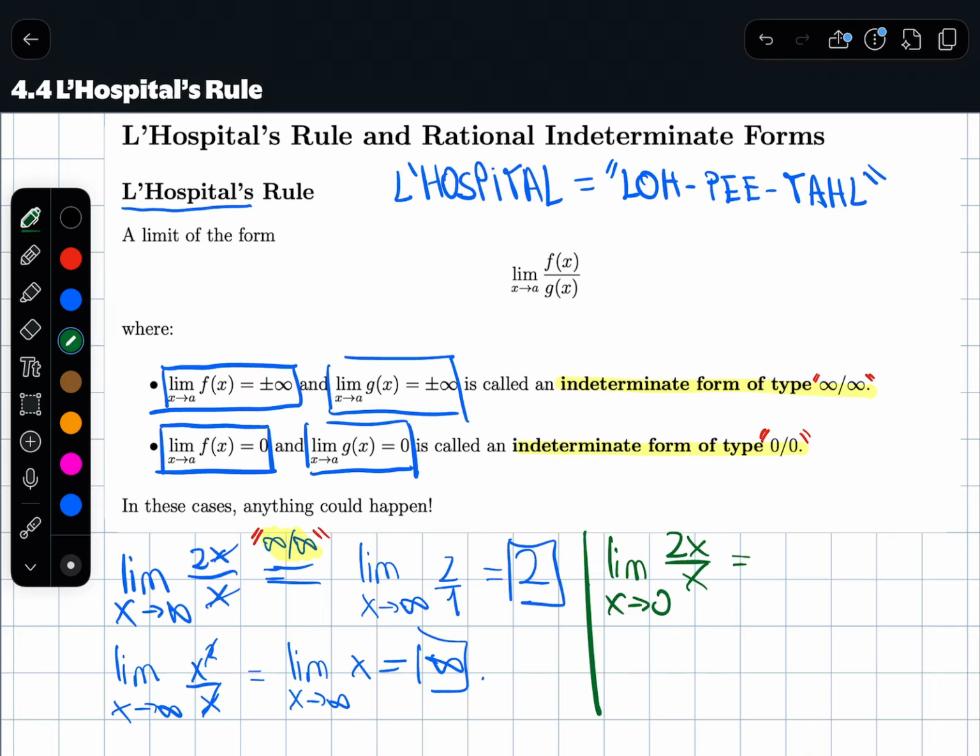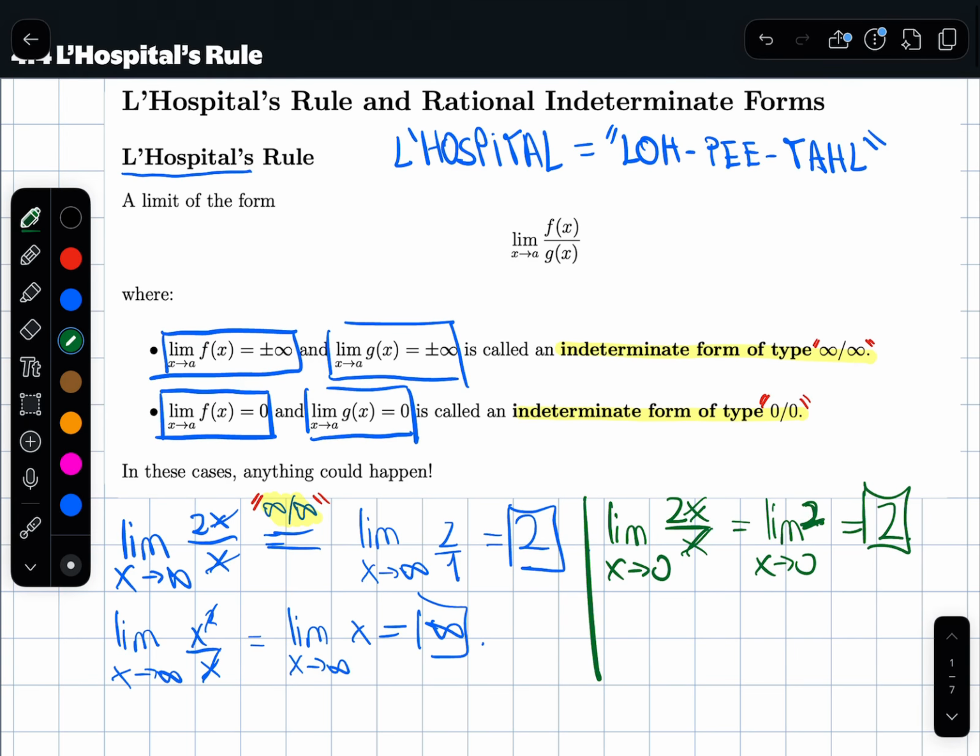So when I write 0 over 0, right, with quotations, I do not mean that I'm actually dividing 0 by 0. I mean that I have a function on the numerator, a function at the denominator, and that they're both going to 0. So I can cancel the x's here, and again, the limit of 2 when x goes to 0 is just 2. So 0 over 0 is not 1, right? 0 over 0 is not 1.